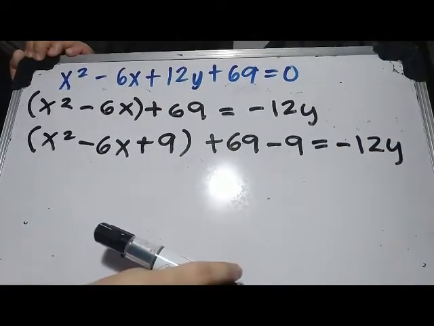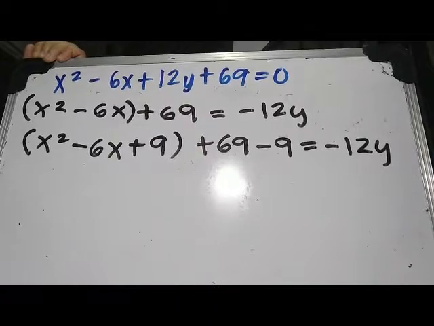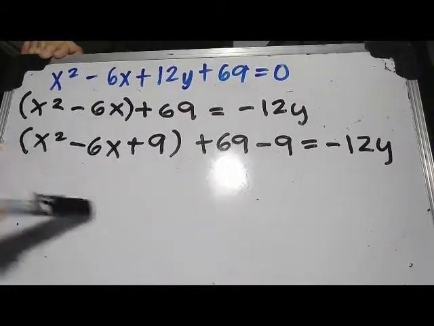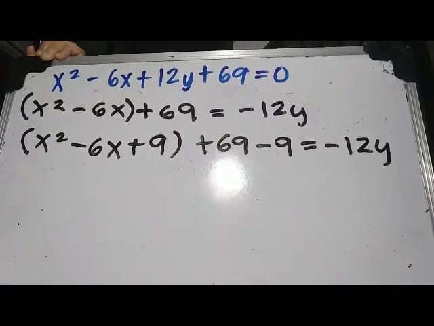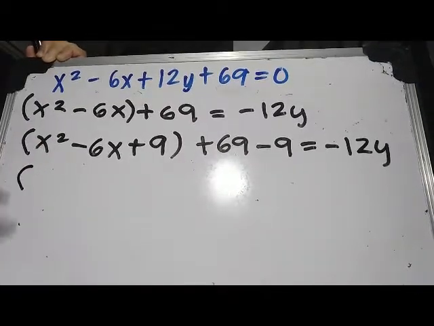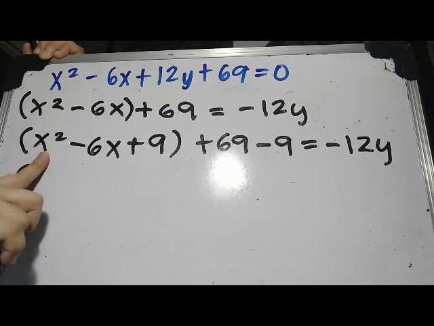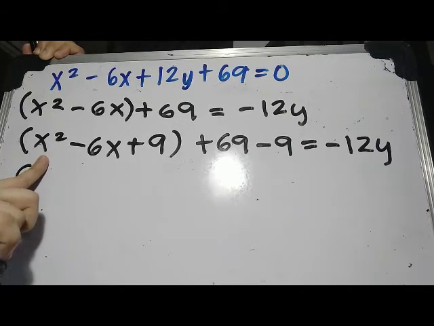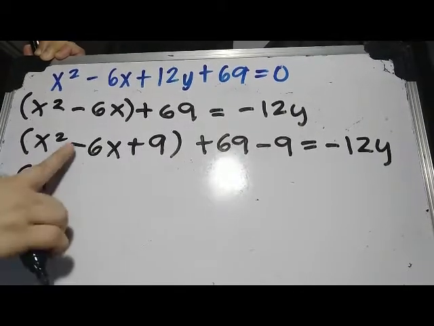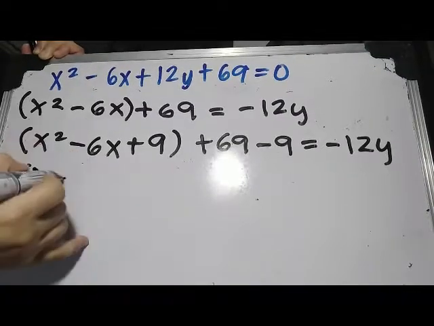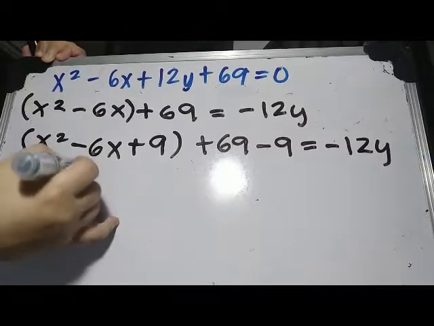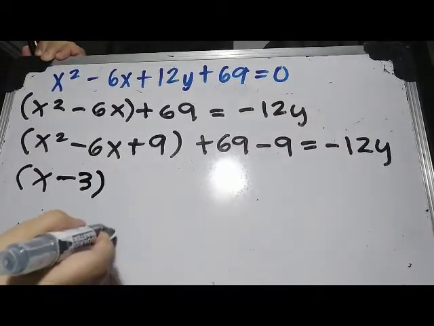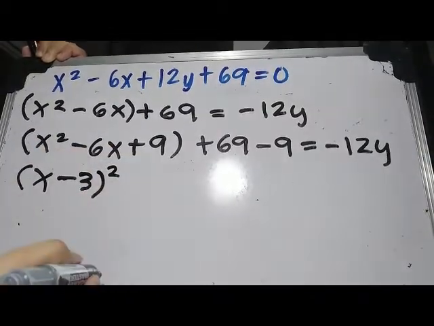Right? Then, since we now have a perfect square trinomial right here, we will express it as the square of a binomial. So to express it as the square of a binomial, we need to get the square root of the first term, which is x squared. So the square root of x squared is x. We need to copy the sign of the middle term, that is negative, and then get the square root of 9, which is 3. Put another parenthesis and then raise it to 2.